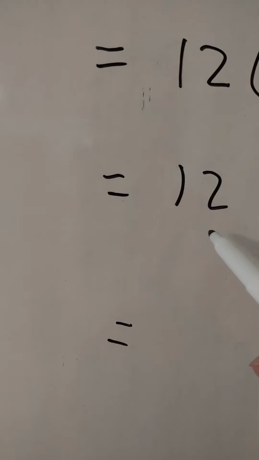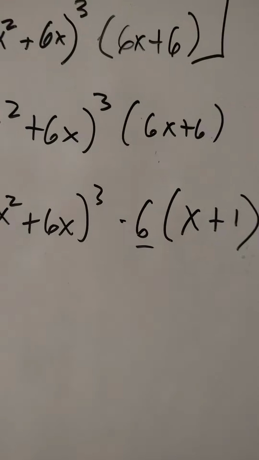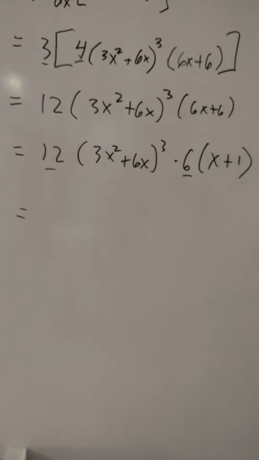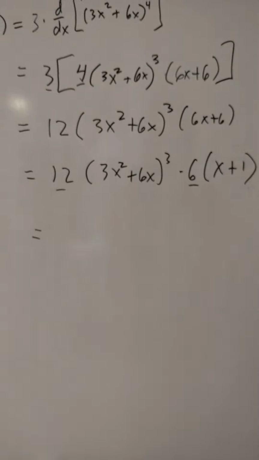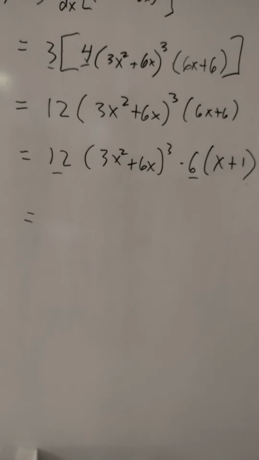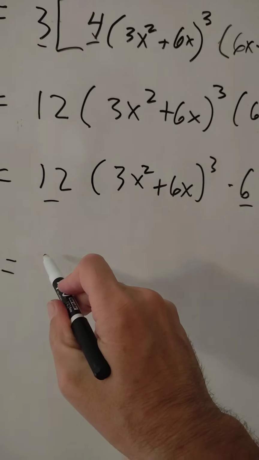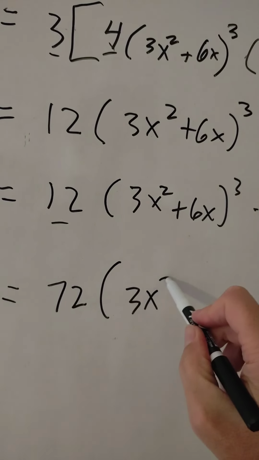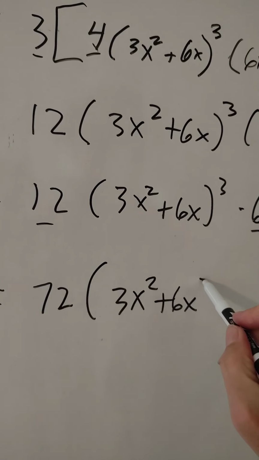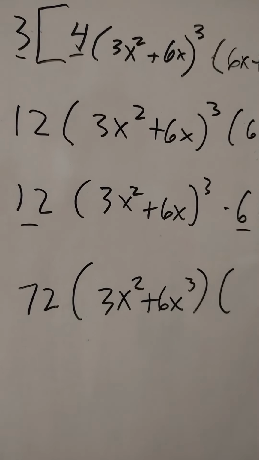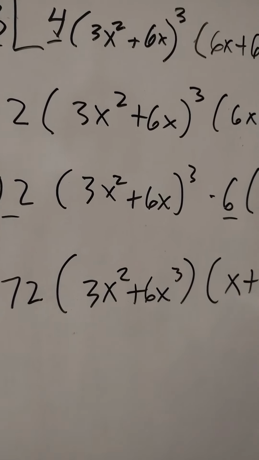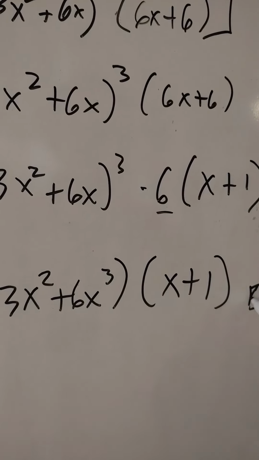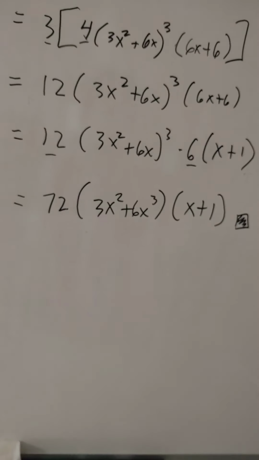And then I'm going to multiply the 12 by the 6 there. So 12 times 6, these are all factors you can multiply in any order, is 72. So I'll write 72, and then we got the 3x squared plus 6x cubed. And now just the x plus 1. And I'm going to stop right there. I think that's good enough just like that.